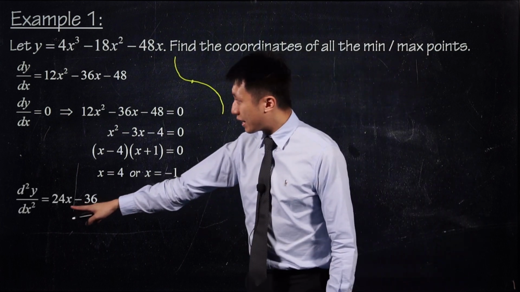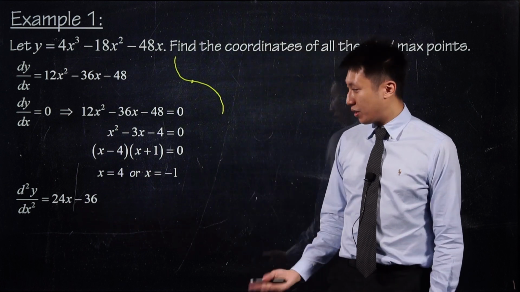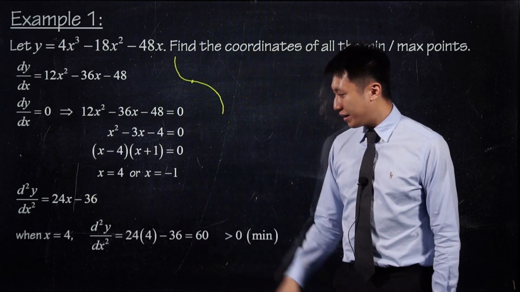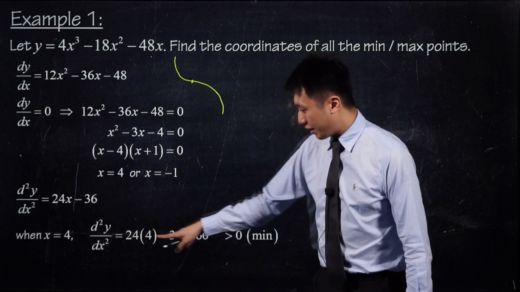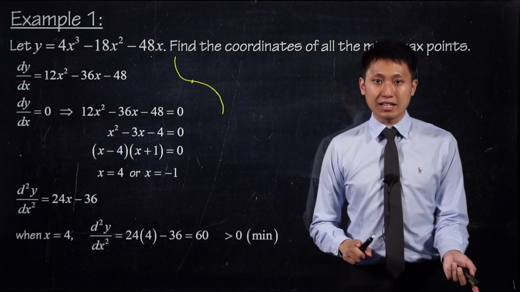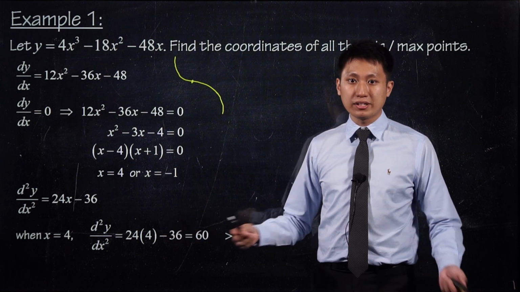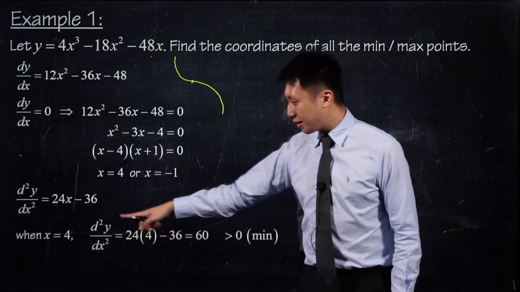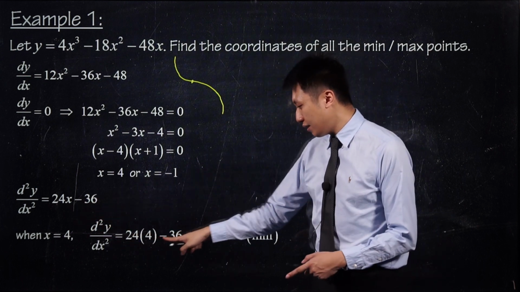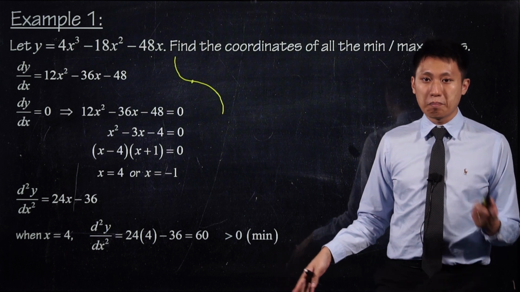d²y/dx² means you take this one, differentiate, you get this one. Again, you sub x equal 4 into here. When x equals 4, you sub it in, then you get something. Just now in the example that I gave you, you have nothing to sub, right? Because there's no x. Now, after differentiation, you're still left with some x. So you have to substitute in, then get 60. 60 is bigger than 0, hence it's a minimum.